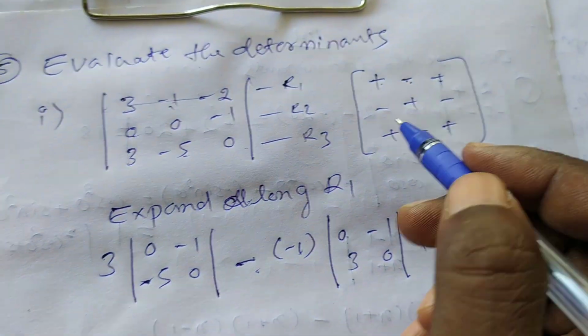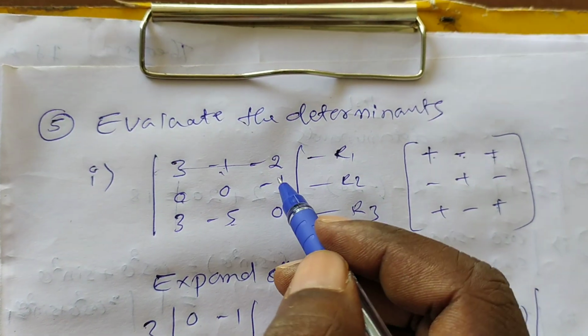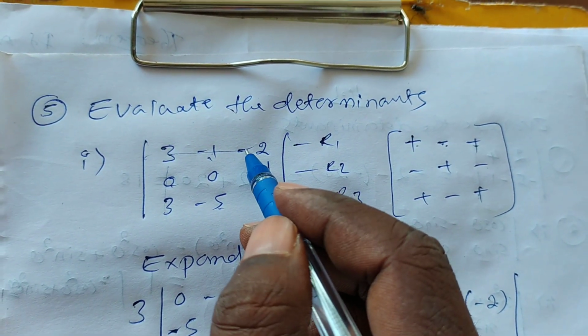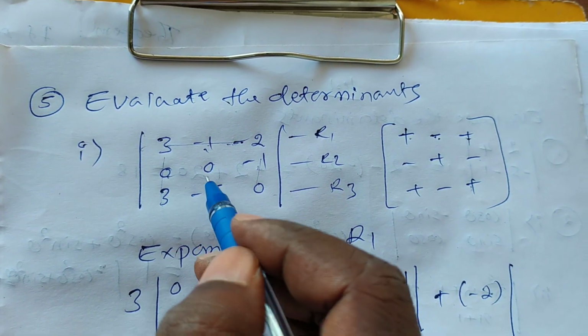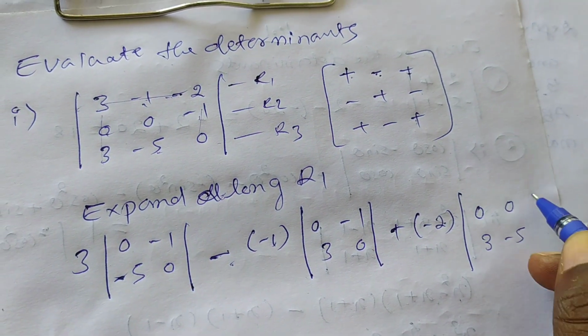So here the plus, the element is minus 2, plus of minus 2. Now delete all the elements in the row and column in which minus 2 exists. Here minus 2 belongs to the first row, third column. Delete all the elements in that row and column. You get 0, 0, 3, minus 5.